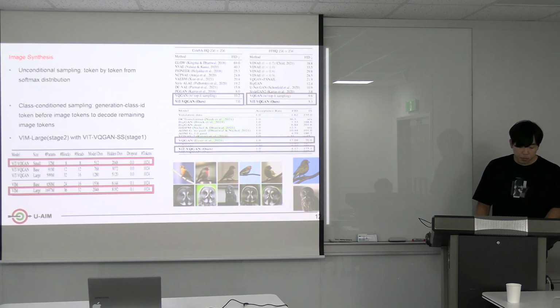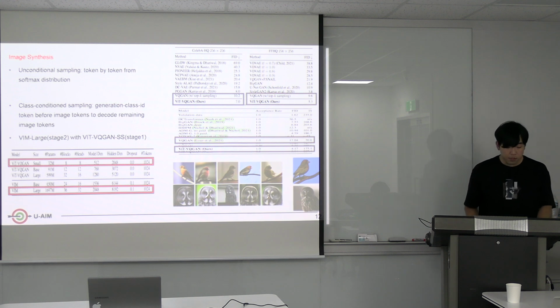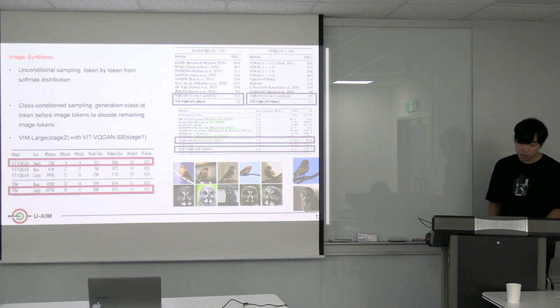Image synthesis is one of the stages, with two types: unconditional sampling and class-conditional sampling. Both methods take the softmax probability for sampling, but the latter takes class ID tokens as the first token. Both methods show better performance in FID, the Fréchet Inception Distance.